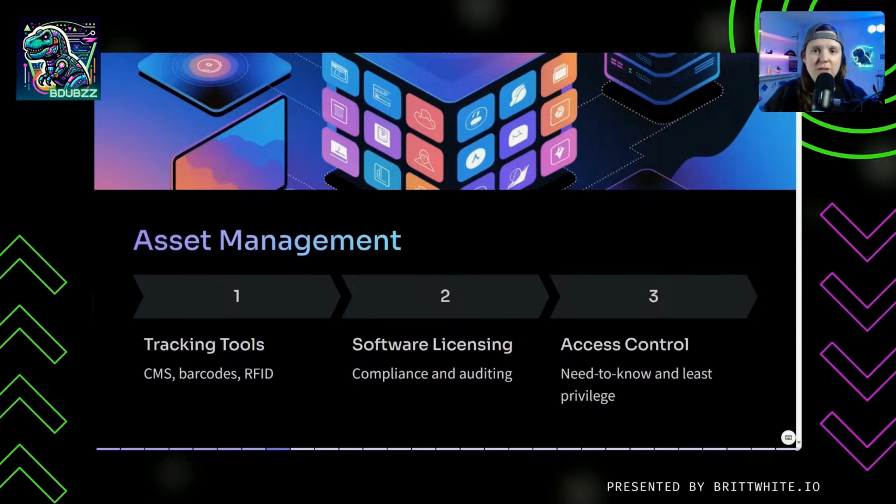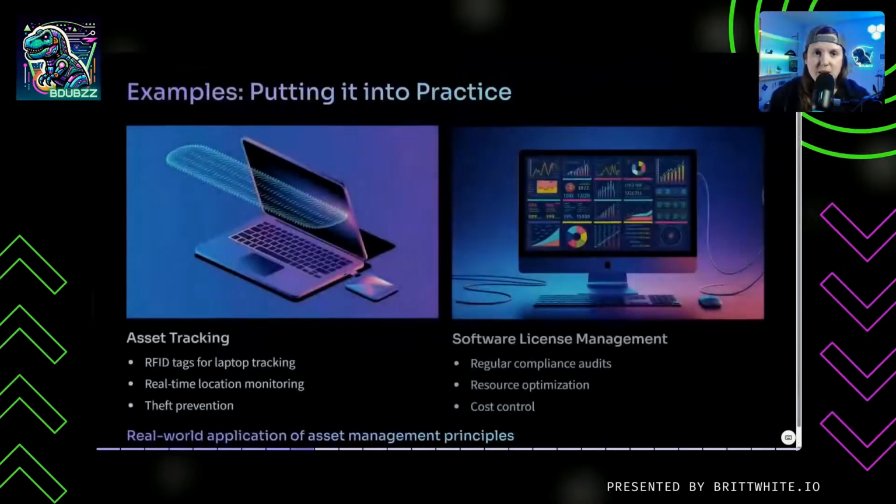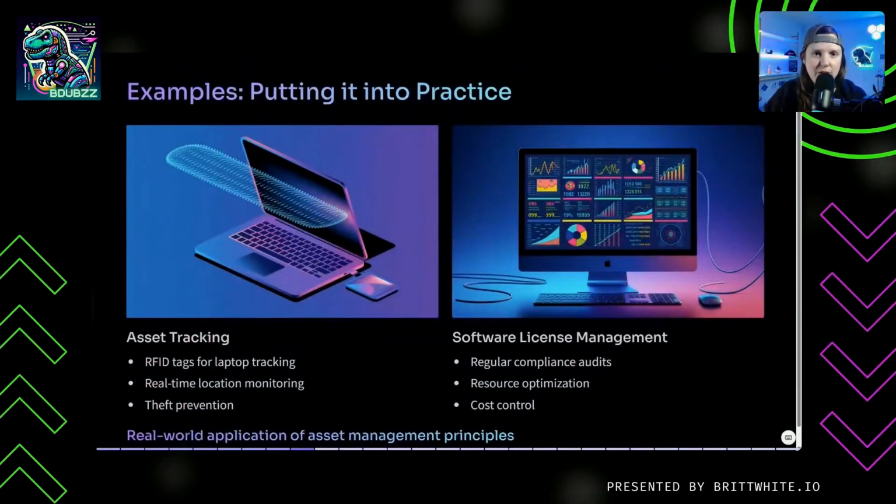Then access control is where we apply the principles of need to know and least privilege. People should only have access to the assets they absolutely need to do their jobs, no more and no less. It's all about limiting exposure and preventing unauthorized access. Let's think about some real-world examples to help illustrate these concepts in action.